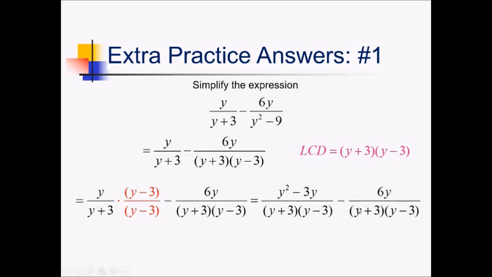Since we have the same denominator, I can now write this as one big fraction over y plus 3, y minus 3. And at this point I've got a y squared, nothing to combine that with. I also have a negative 3y minus 6y. So that's going to be a negative 9y.